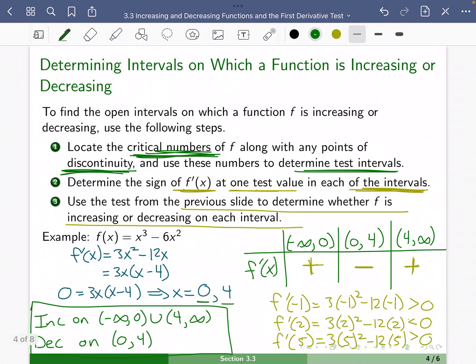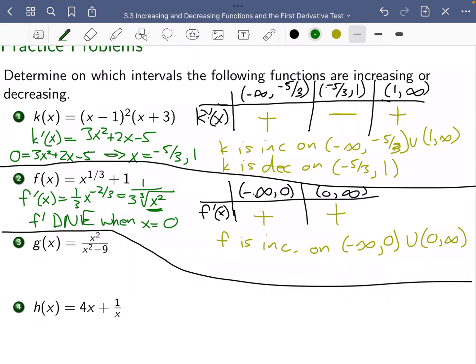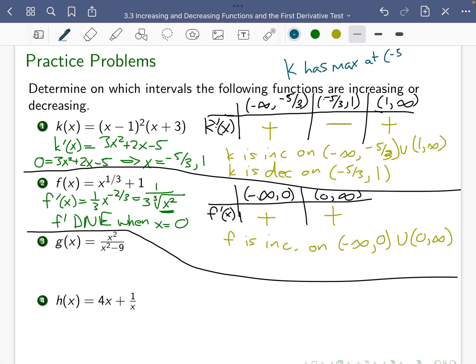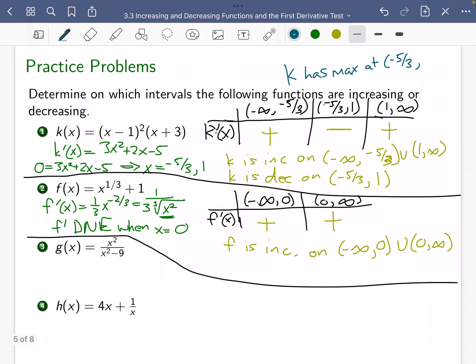All right, so let's go back all the way here to this example. Here we have k of x shown here. We previously found the critical numbers are negative 5/3 and 1. So let's first look at negative 5/3. At negative 5/3, are we going to have a maximum or a minimum? Well, our derivative changes from positive to negative, so it's increasing and then decreasing. So at negative 5/3, we must have a maximum. So k has a maximum at negative 5/3, and the y value there is 256 over 27.